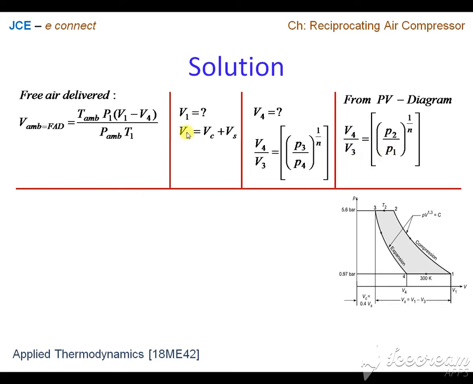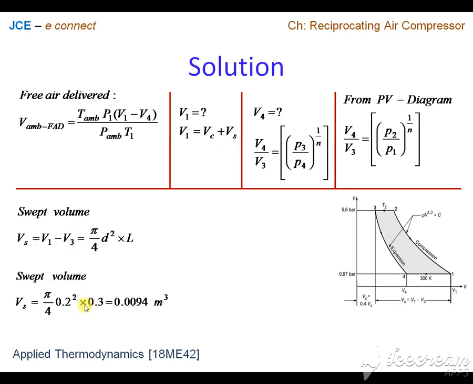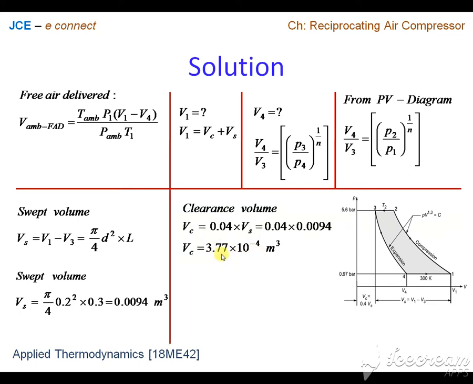Now calculating V1, we need to first calculate the swept volume. We have a straightforward equation and we get swept volume as shown here, and the clearance volume is 4% of the swept volume. Therefore it comes to 3.77 × 10^-4 m³. The total volume, that is V1, is the sum of the swept volume and the clearance volume, which comes to 0.0098 m³. Now the question comes how to calculate V4. That can be calculated using the equation as shown here.